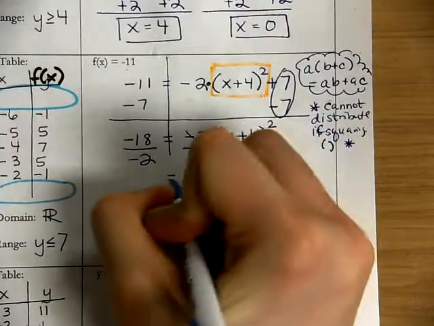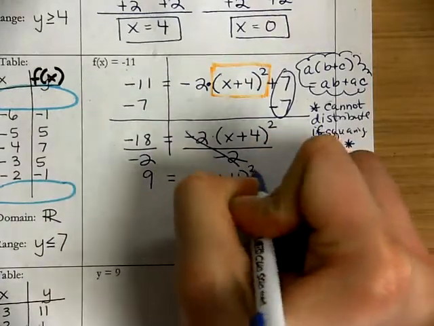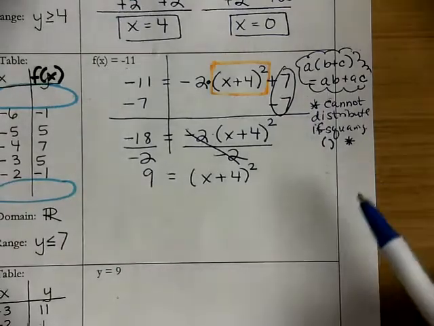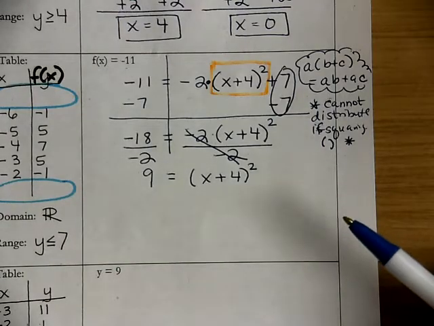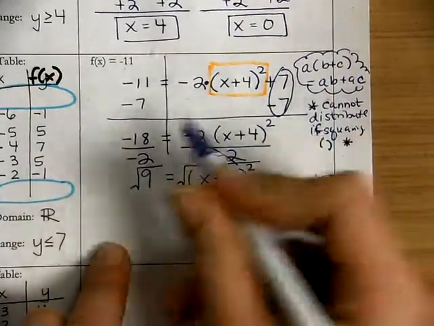Those divide to be 1, so I'm left with positive 9 is equal to (x + 4) squared. Now I've isolated what's being squared. It's all by itself, and I still have to continue to do inverse operations in order to solve. So I take the square root of both sides.